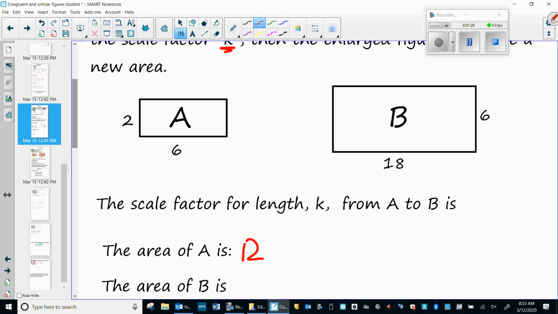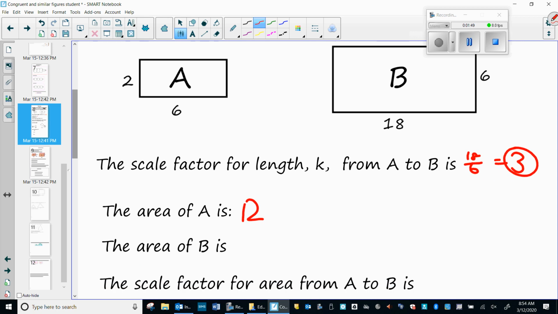Actually, first things first. How much bigger, or what's the scale factor from A to B? 3. Yes? How do we know that? They're all 3 times bigger. So we choose one of our lengths, so maybe 18 over 6. And we know that the value of the scale factor is 3. So the area of this one is 12. Is the area of B going to be 3 times bigger? Probably not, seeing as I'm getting you to look at it. What is the area of the big one?